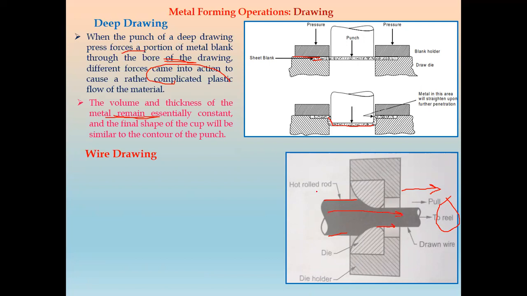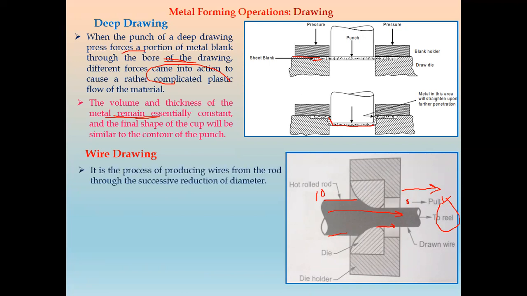For example, if there is a 10 mm diameter here, it will have 8 mm diameter after the first die. Again it is passed through another die and cavity, and then we have 6 mm diameter. Similarly, we have different dies in the wire drawing operation, from which we can convert the hot rod into wires of different diameters.